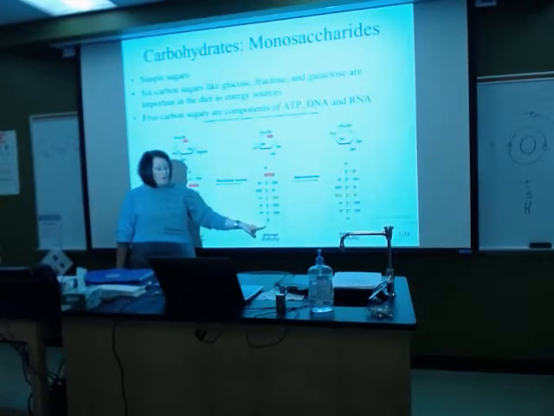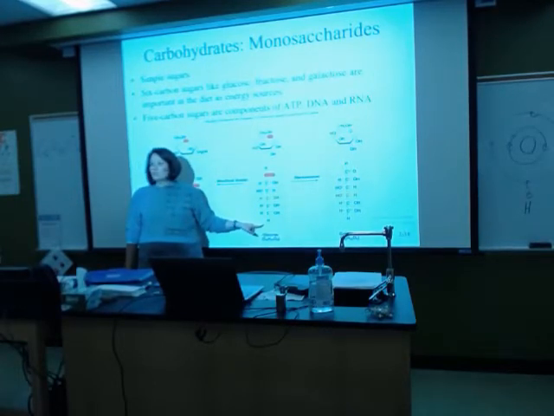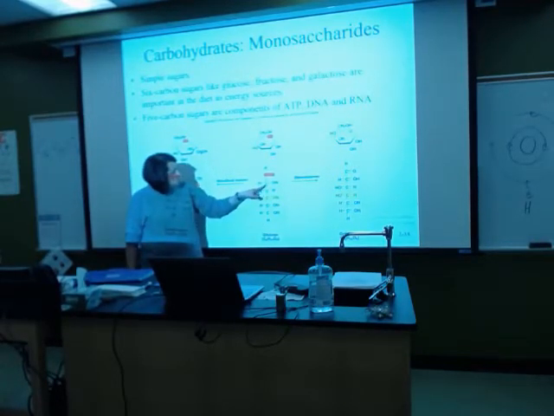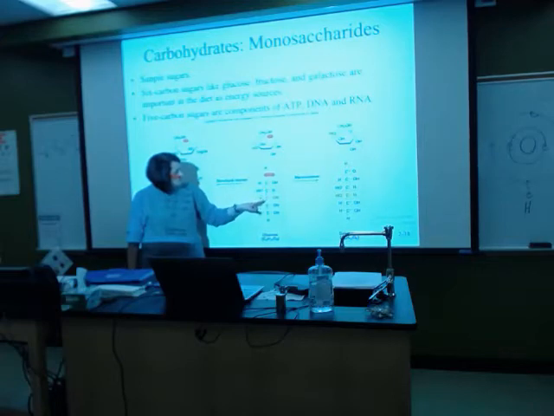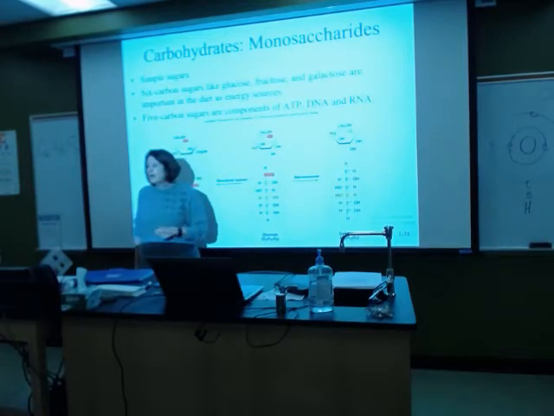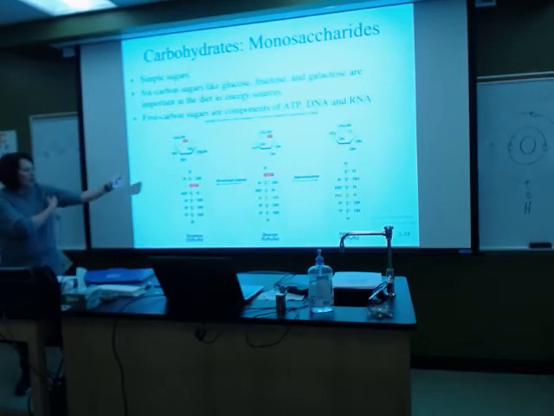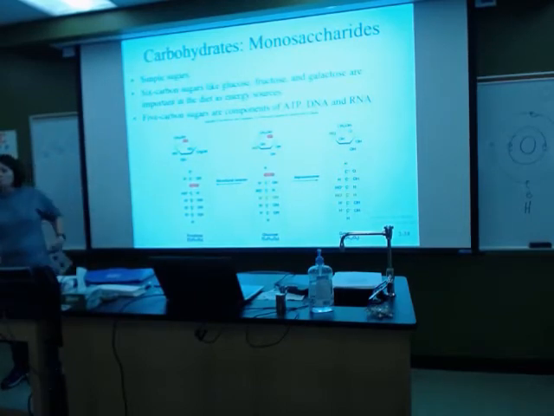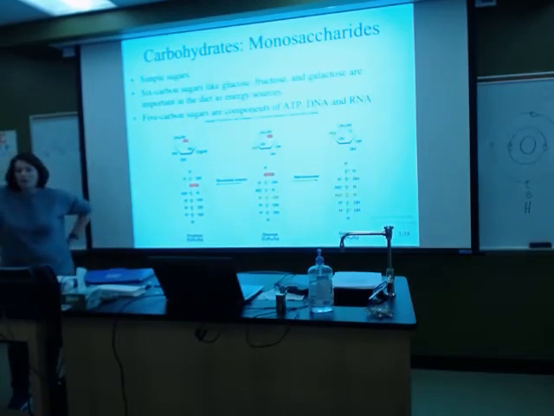If I were to look at glucose, 1, 2, 3, 4, 5, 6. If I were to count my H's, I would have 12, and if I were to count my O's, I would have 6. Glucose. The simplest sugar the body can use.